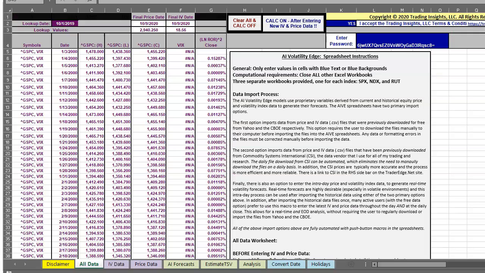The purpose of this video is analysis and interpretation, not data entry, so I will move through those elements quickly. Please see the second video in this series for a detailed explanation of the AI VE user interface.